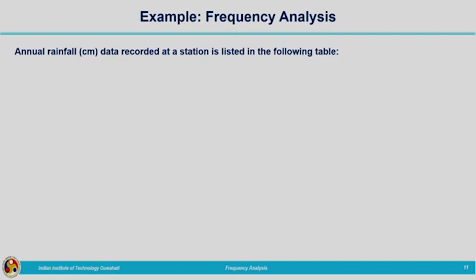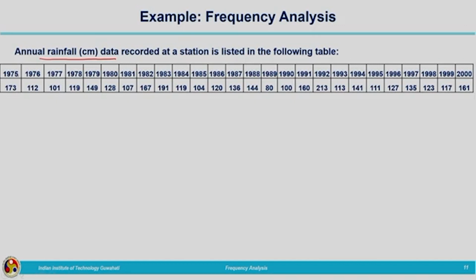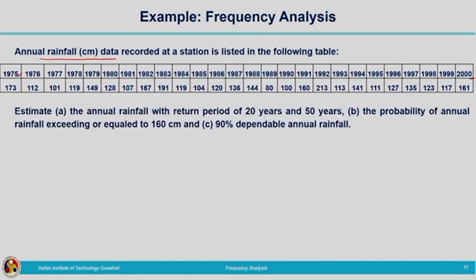Let me first read out the question. Annual rainfall data recorded at a station is listed in the following table. The data from the year 1975 to 2000 is given to you, that is the annual rainfall in centimeters. Estimate the annual rainfall with a return period of 20 years and 50 years. Then the probability of annual rainfall exceeding or equal to 160 centimeter and the 90% dependable annual rainfall.